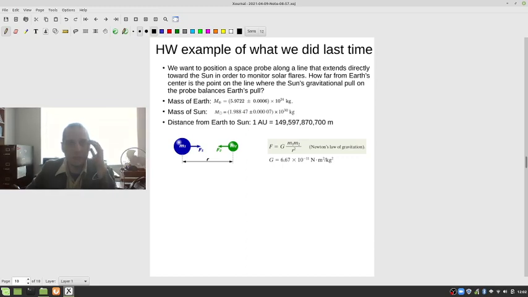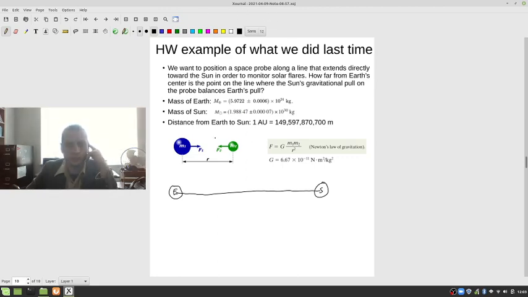Okay, so we want to position a space probe along a line that extends directly towards the sun in order to monitor solar flares. Okay, so here's the Earth, here's the sun, and somewhere between there we're going to put some sort of a space probe, and it says how far from Earth's center is the point on the line where the sun's gravitational pull on the probe balances the Earth's pull. Okay, that's an interesting question.